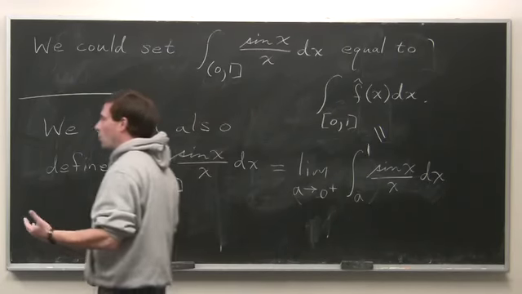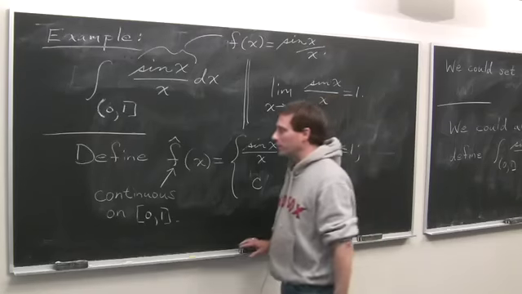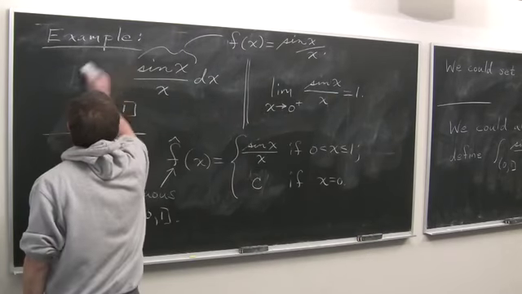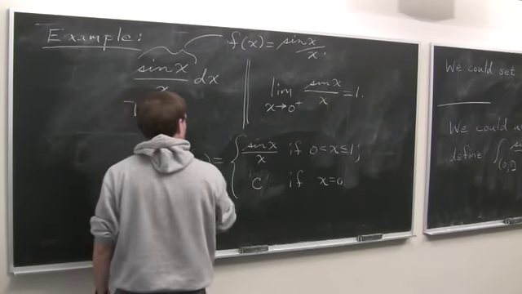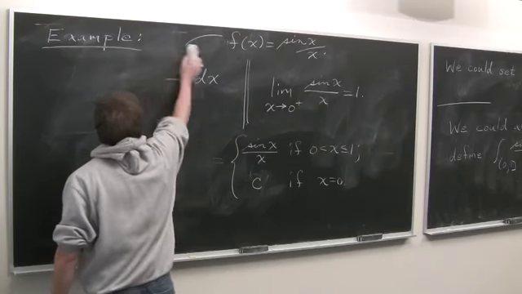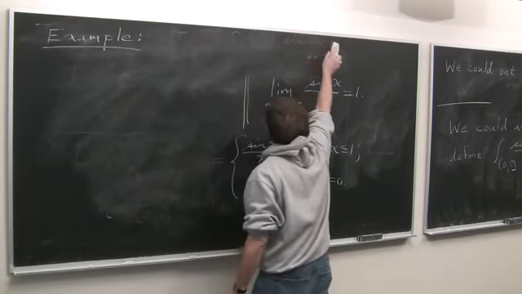All right. What's an example where one of these approaches works and the other one doesn't? So where taking limits works, but taking extensions would not.